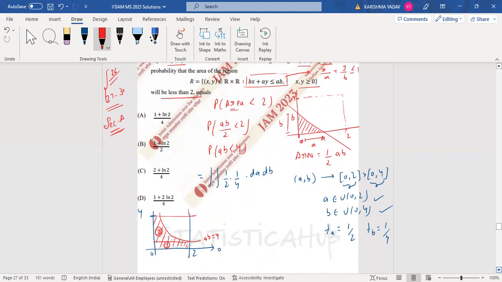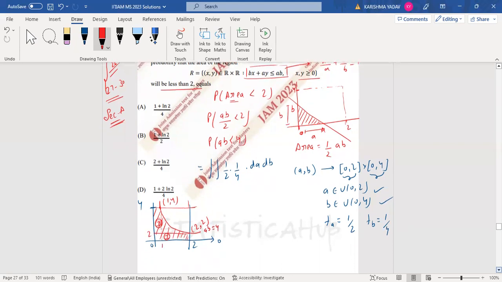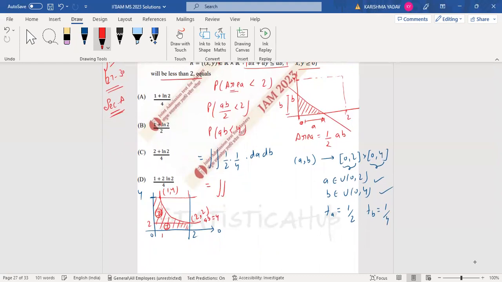Now we can find the intersecting points. If A is 2, then the intersecting point is 2 comma 2, by applying AB equals 4. And similarly, the intersecting point for this one is 1 comma 4. So it is 1 and this is 2, right? So we can find the probability by applying the limits of these two regions: double integration 1 by 8 dA dB plus double integration 1 by 8 dA dB. We take the limits for the very first region and the limits for the second region.